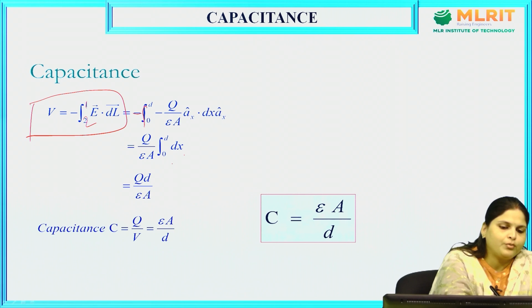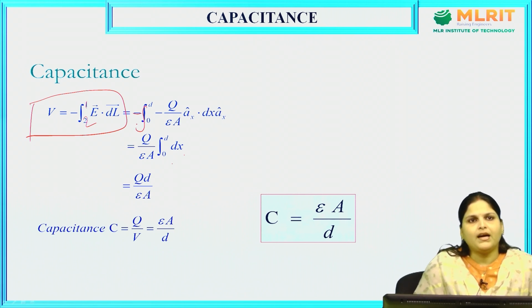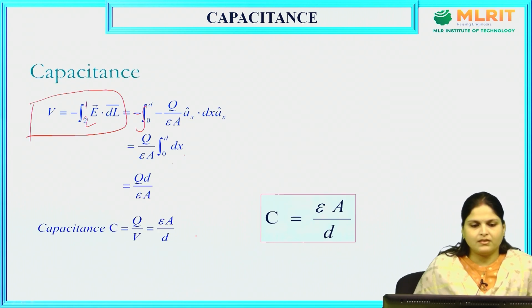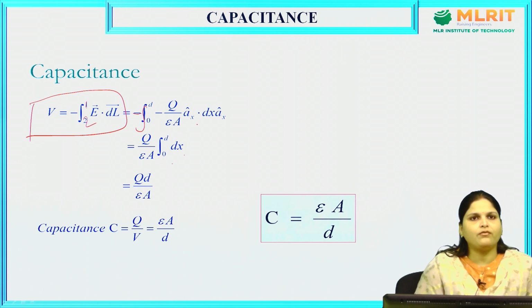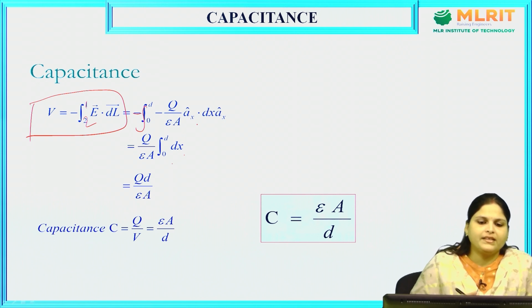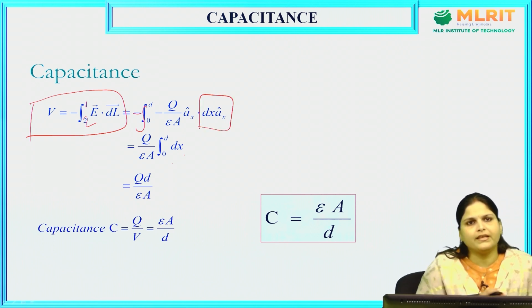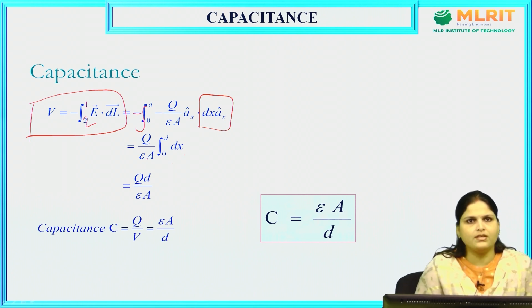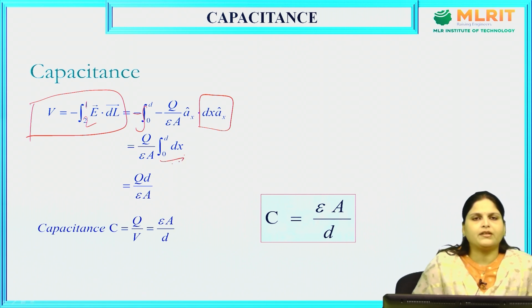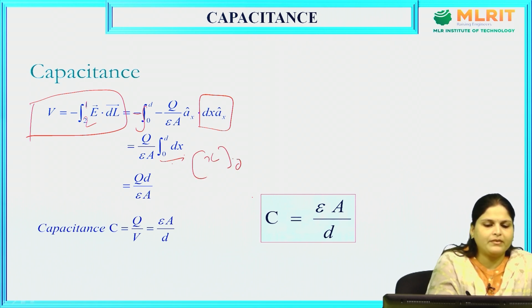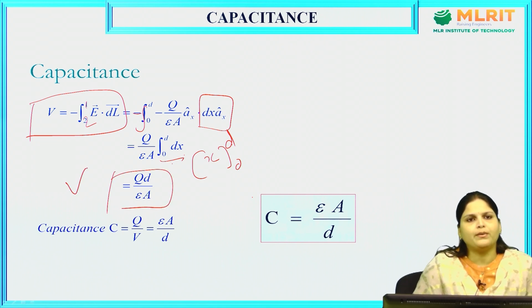So, now if we want to put limit we can just write 0 to d, and in place of E we have got this formula E is equals to minus Q upon epsilon A_x. The same we can put in this potential formula. In place of E we will write minus Q upon epsilon A_x, and dl can be written as dx A_x because we are considering x axis. Now, this Q upon epsilon A can be considered outside because they are the constants, and integration will be with respect to dx. Okay. So, when we integrate we get x only, and when we put limit 0 to d, ultimately we get V is equals to Qd upon epsilon A.